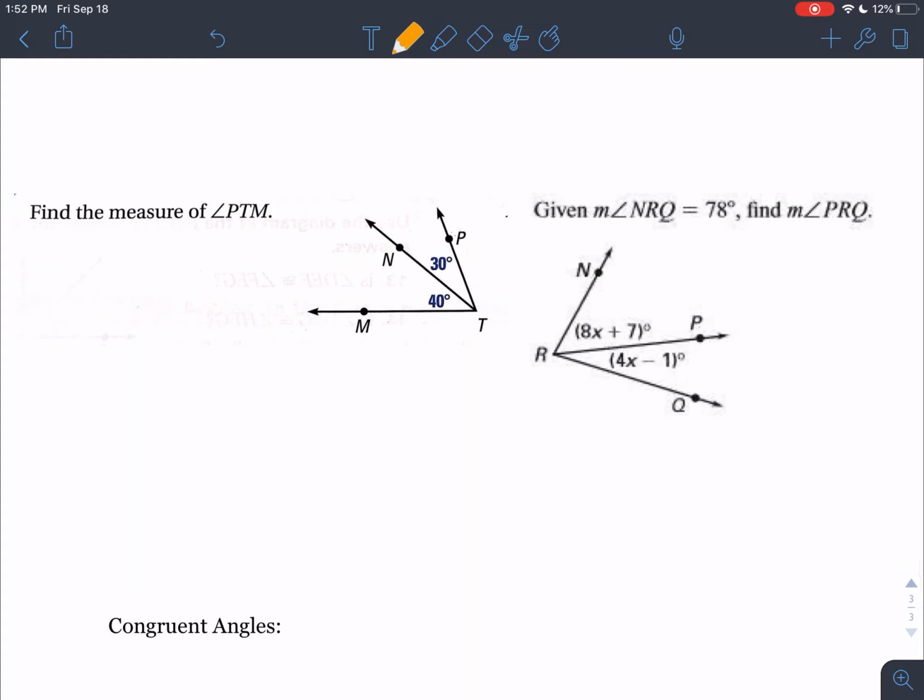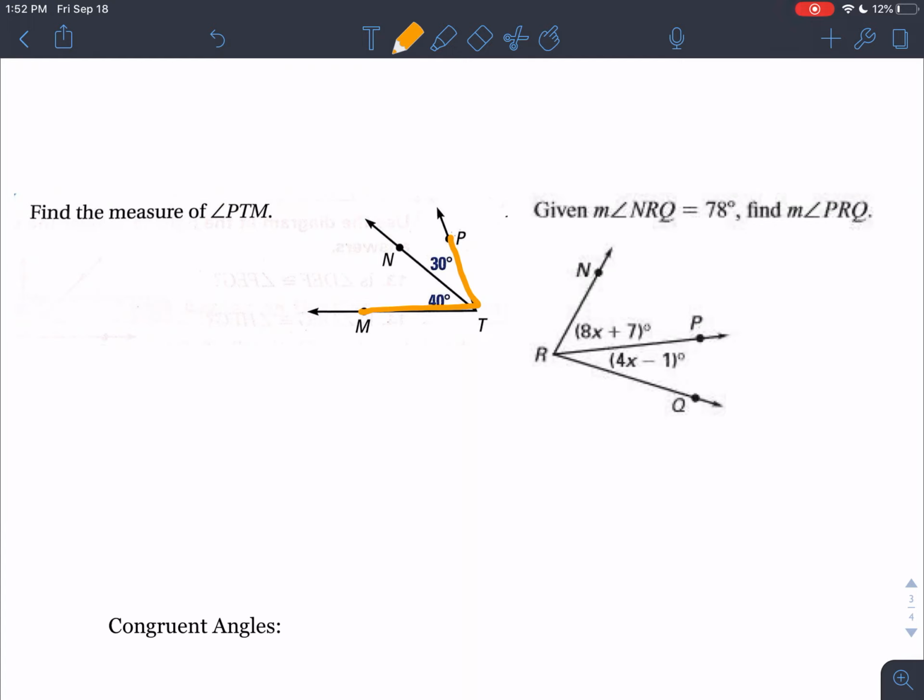So let's look at this one. Find the measure of angle PTM. So we're looking for the large angle's measure. Well, first, N is between angle PTM. It's on the interior, so we can use the angle addition postulate.